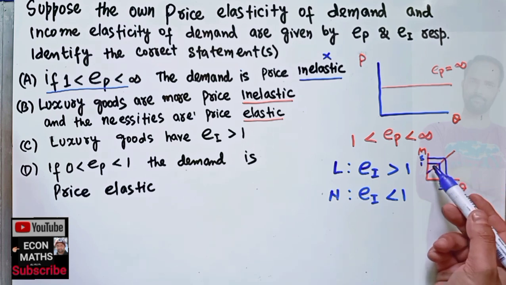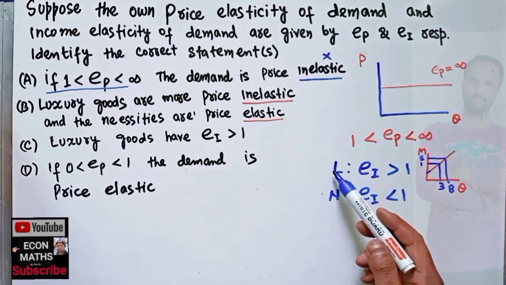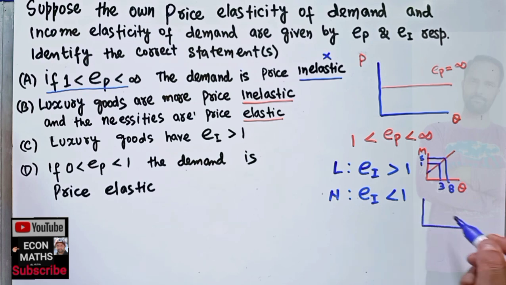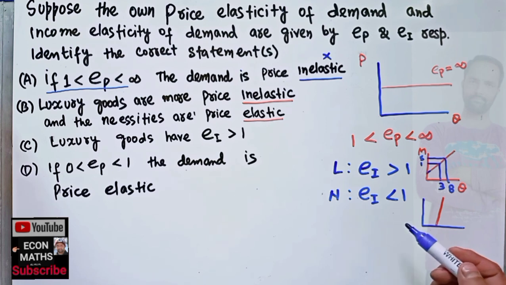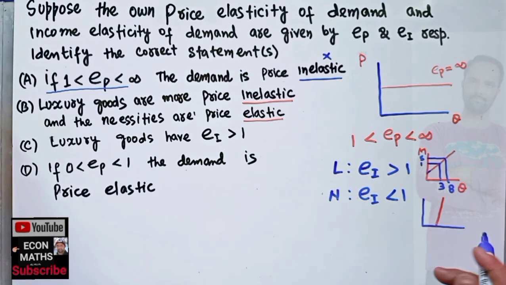Okay, when income increases, quantity demanded also increases. So for luxury items, income elasticity will be greater than 1. But in case of necessities, our demand curve will be like this. That means change in income does not change the quantity demanded proportionally.